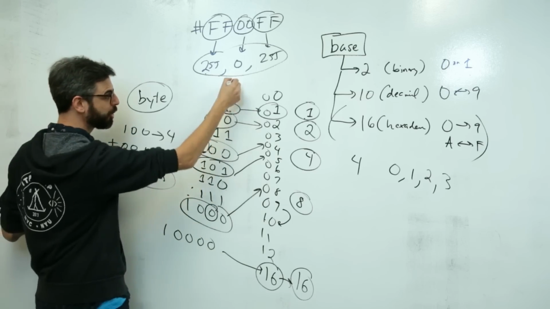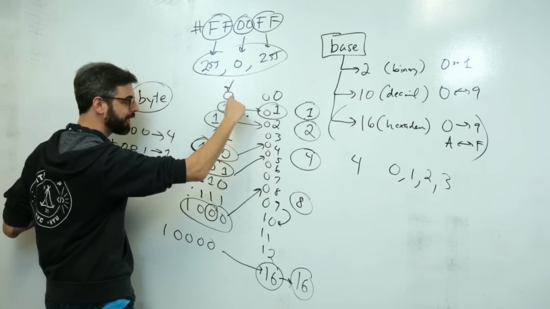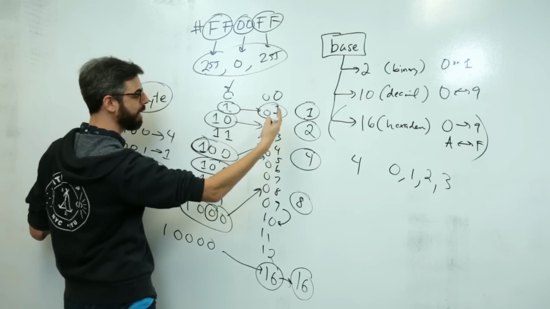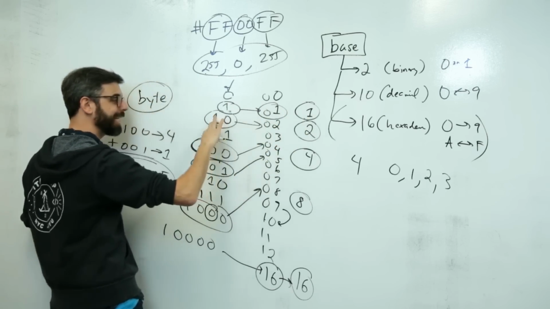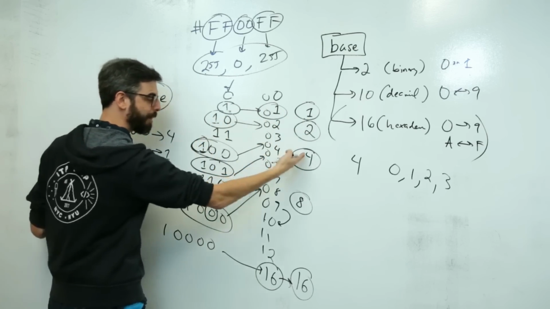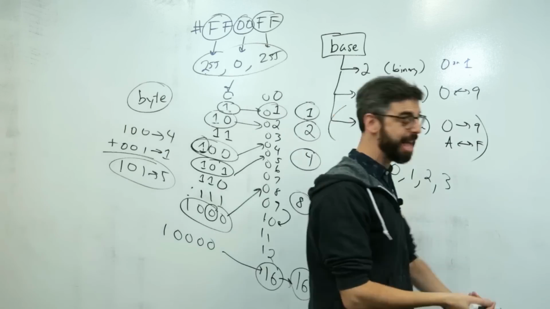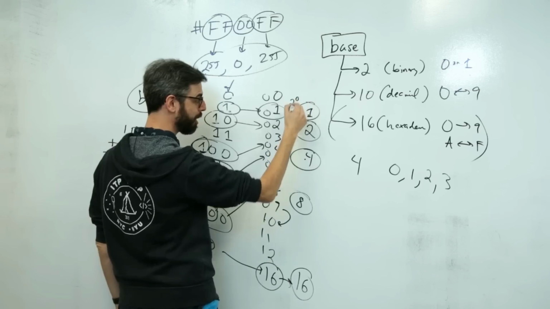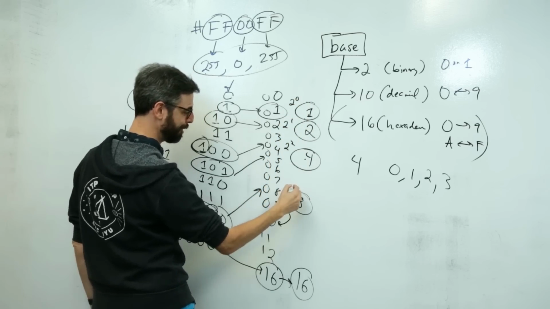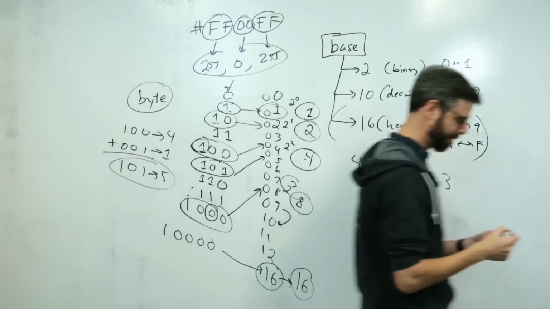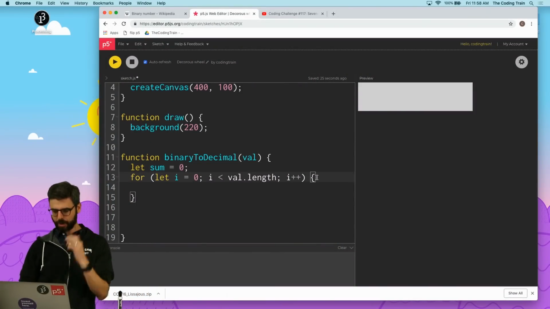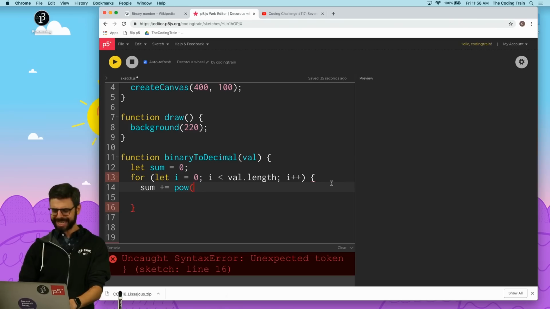So if I start here and take the first digit multiplied by 1, the second digit multiplied by 2, the third digit multiplied by 4, and add all those things together. By the way, it's not just 1, 2, 4, it's 2 to the 0, 2 to the 1, 2 to the 2, 2 to the 3. So it's the exponent that's counting up. So I'm going to say sum plus equals power, and now I need to get this value.